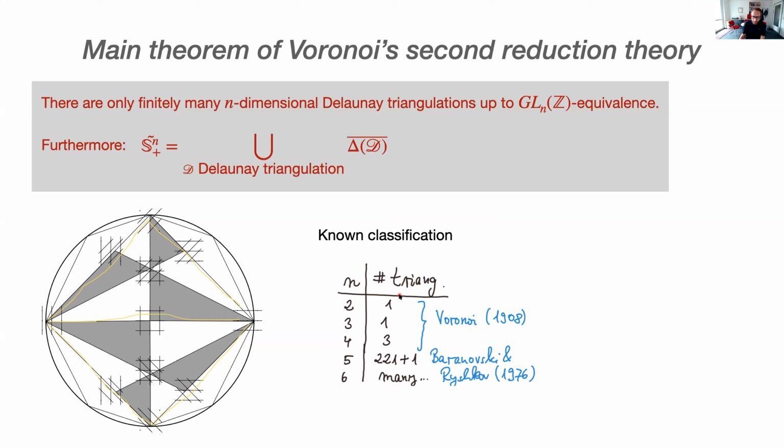Then it took quite some time to find a classification for dimension 5. And it's a result by Baranovsky and Ryzhkov in 1976 that there are 221 plus 1 different triangulations. So it's 222, but it's written 221 plus 1 because in their paper they were just missing one of the triangulations. But later we found out that it's only one which was missing. But then in dimension 6, there are many, many triangulations. And so far, computer search didn't finish the job. So we don't know how many there are, but there will be many. Millions and maybe even billions. It's not so clear.